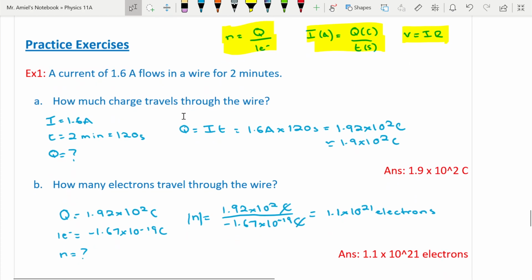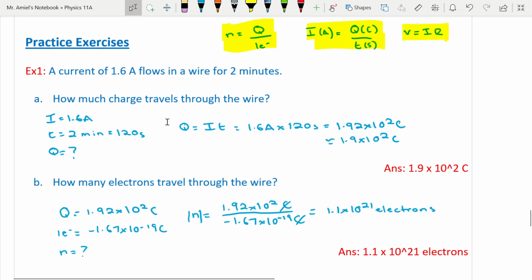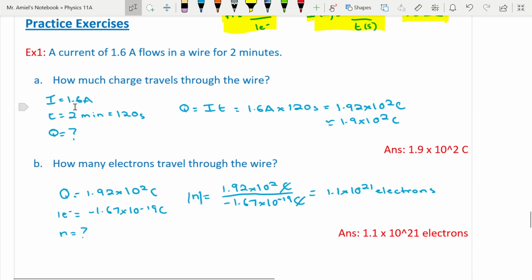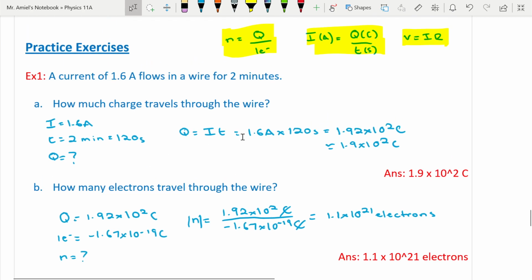So our first question says a current of 1.6 amps flows in a wire for 2 minutes. We want to know how much charge travels through the wire. Well, we've been given the current, which is 1.6 amps. We know the time, which is 2 minutes or 120 seconds. And we're looking for the charge Q. So we can rearrange our equation and isolate the charge, and say that it's equal to the current times the time. And we end up with 1.6 amps times 120 seconds.